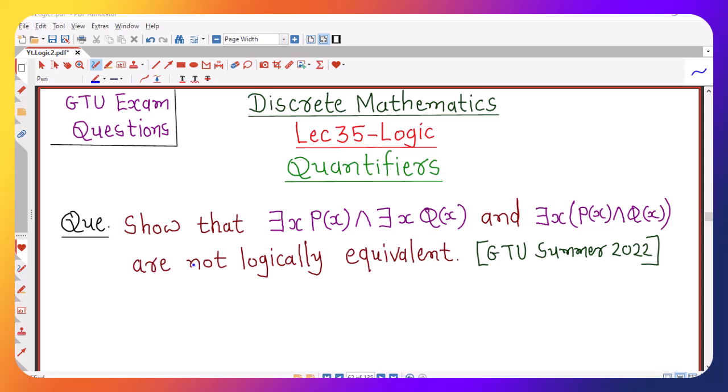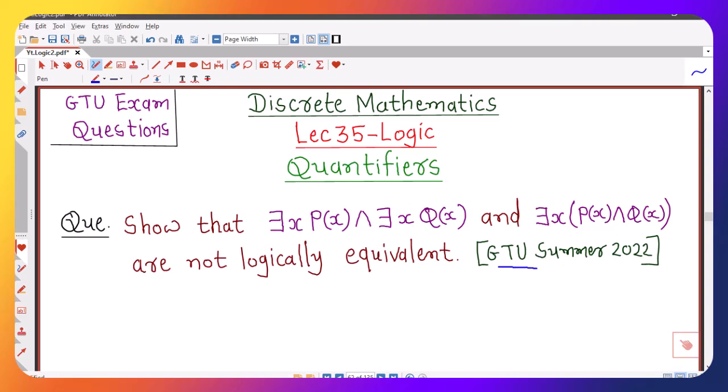In this lecture also we will discuss one more question on quantifiers, and this question was asked in GTU Summer 2022 exam. Here we are asked to show that there exist x p(x) and there exist x q(x), and there exist x such that p(x) and q(x) are not logically equivalent.